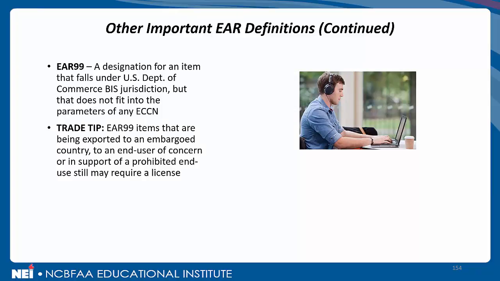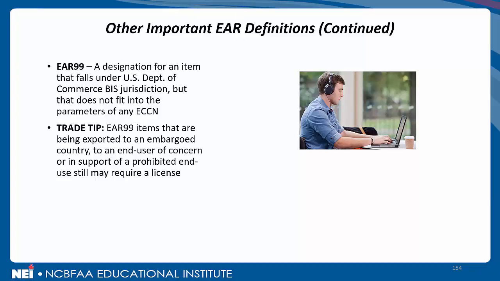EAR 99, super important, is a designation for an item that falls under the U.S. Department of Commerce BIS jurisdiction, subject to the EAR, but that does not fit into the parameters of any ECCN. So an item is subject to the EAR, but doesn't appear on the Commerce Control List with an ECCN classification. That falls under this catch-all of EAR 99. We'll be seeing lots more about EAR 99 throughout the balance of this module.